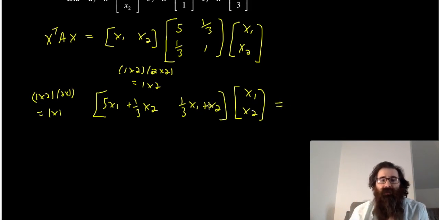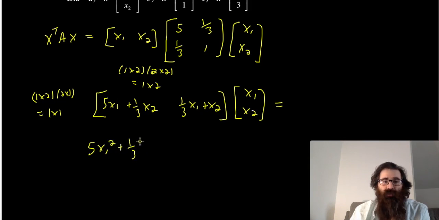So I'll just sort of write it as the entry that it is. I'm going to use my row column rule, and I'm going to get 5x sub 1 plus 1 third x sub 2 times x sub 1. And think about distributing in. It's going to give me 5x sub 1 squared plus 1 third x sub 1 x sub 2. Right? I'm multiplying this entry by this entry. And think about distributing x sub 1 in.